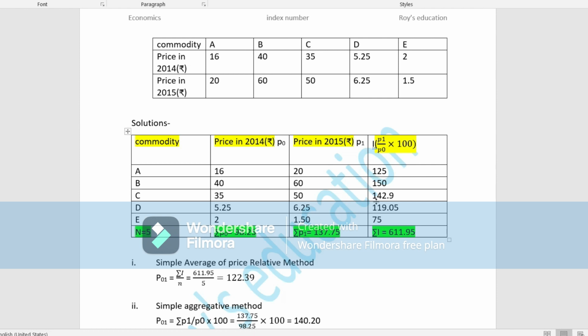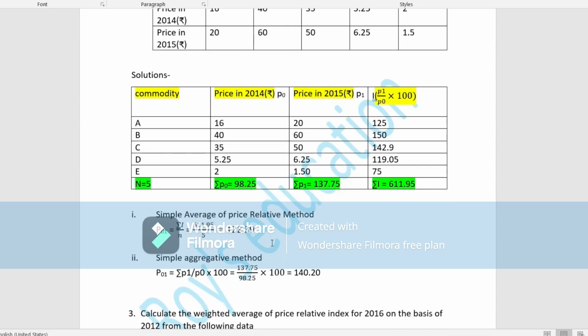In this way, we will calculate and find out the summation I. Summation means we have to add up all the column. And by adding up the column, how much are we getting? 611.95. Now, what is the formula? Summation I by n. What is n? n means the number of items. Here the number of items is 5. So that means 611.95 by 5. If we calculate it, what are you getting? 122.39.